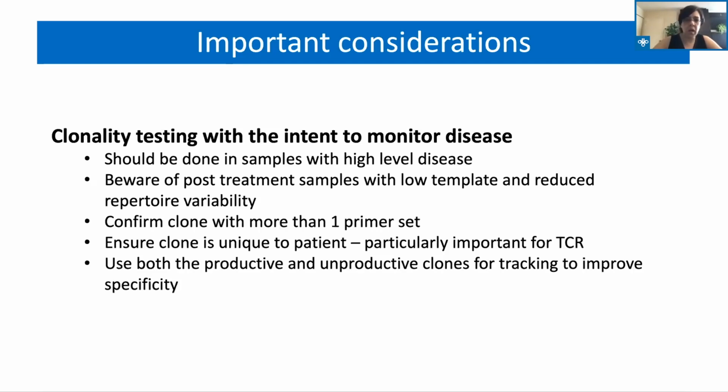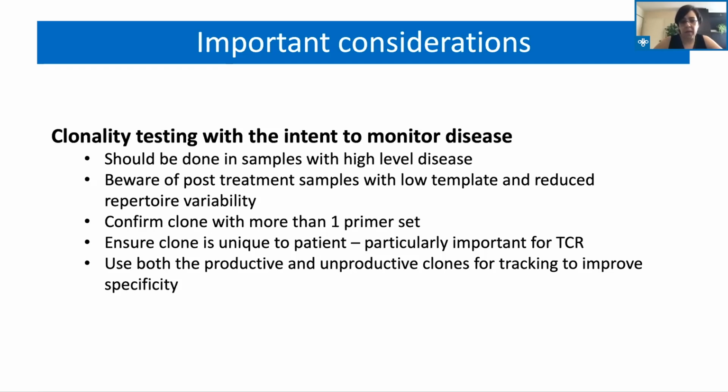And if you do want to do the testing, or you have to do the testing on a patient that has already been treated, it's important to confirm the clone with more than one primer set to ensure that the clone is stable throughout the different primers. But it's also important to ensure that the clone is, again, unique to the patient, and this is particularly important for T-cell receptors. For T-cell receptors, for example, we like to use both the productive and the unproductive clones, and for diseases in general, just because it gives you higher specificity when you're tracking.